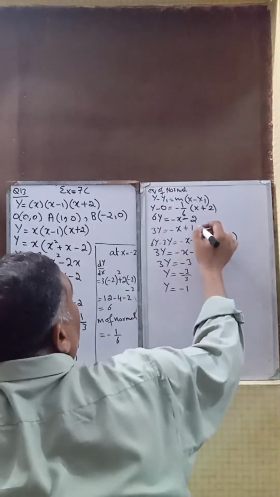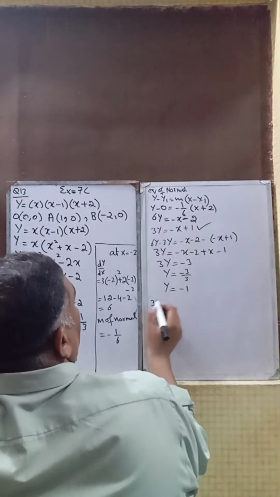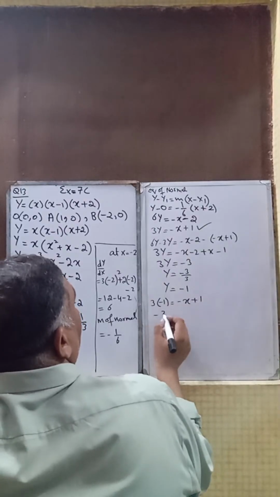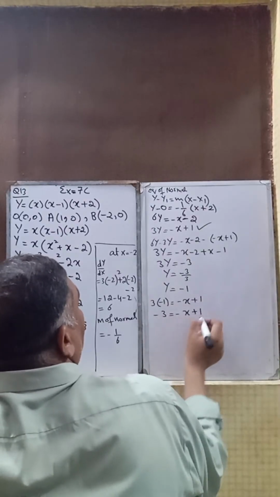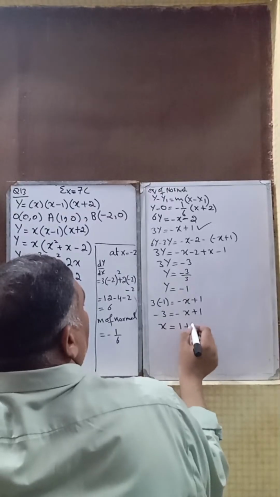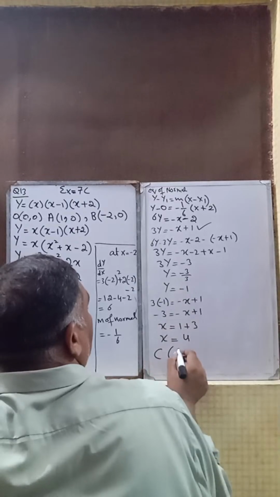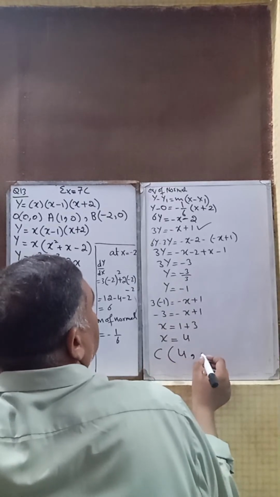I can put here. Okay, 3 into the minus 1 is equals to the minus x plus 1. So minus 3 equals to minus x plus 1. Bring the x here. Take the 3 to the other side. So the x will be 4. So the C coordinates will be 4, comma, minus 1.